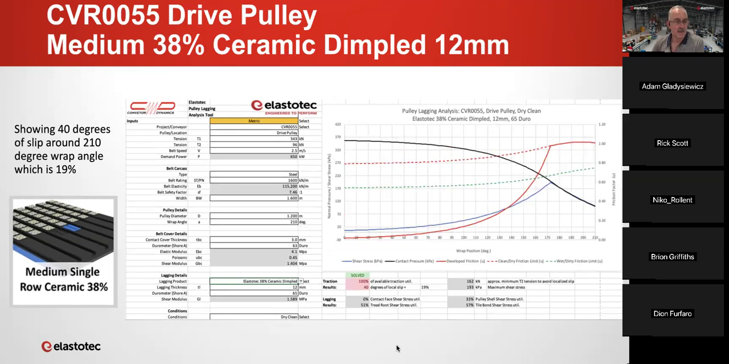Now we'll look at what we call medium ceramic, or 38% ceramic coverage. So here we can see that we've got a lot of localized slip. The slippage is starting at around about 170 degrees around the arc of contact. So we've got roughly 40 degrees of localized slip. We have no fatigue.